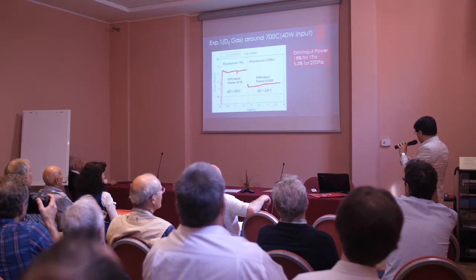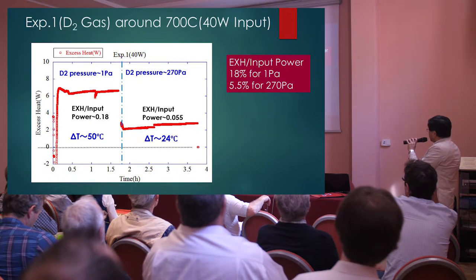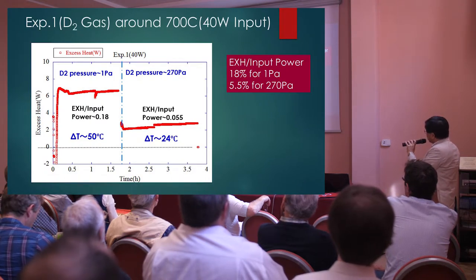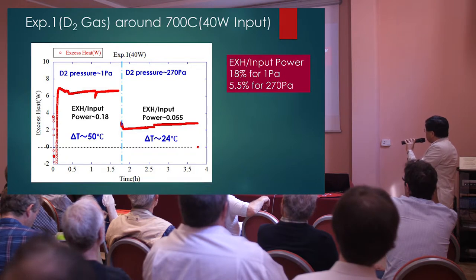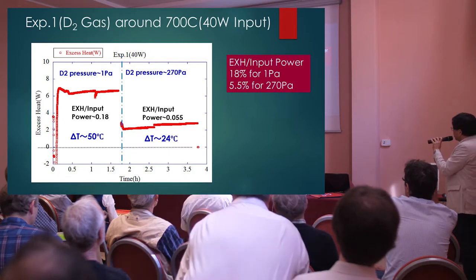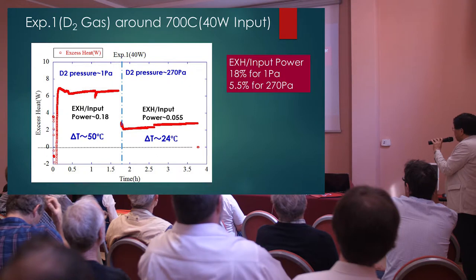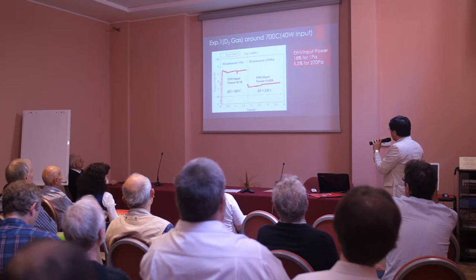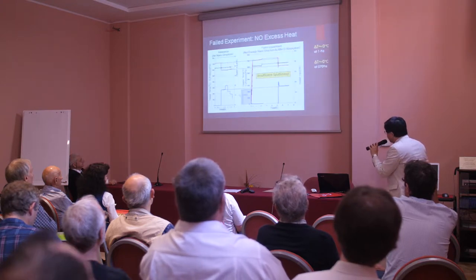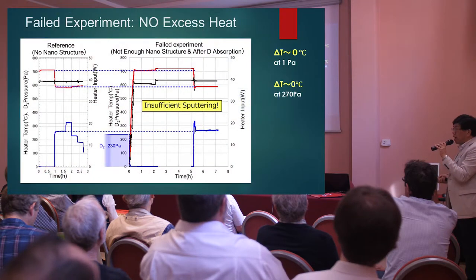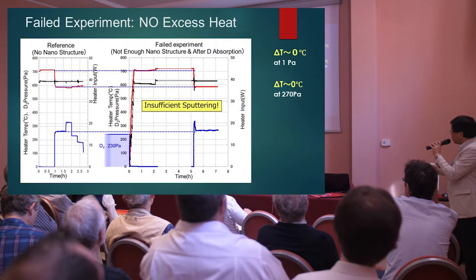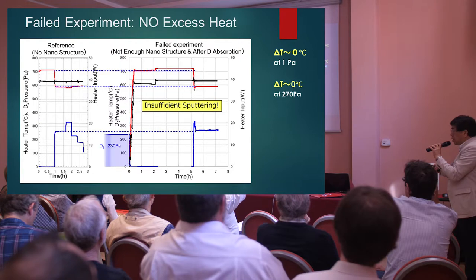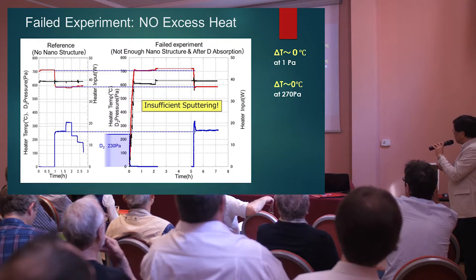In this case, we can calculate the ratio of excess heat to input power. The 1 Pascal case is about 0.18, and this case 0.55. So 18% and 55% for this case. And if we fail in making the nanostructure, this is a reference run and foreground run, but we did not see any temperature increase like this.